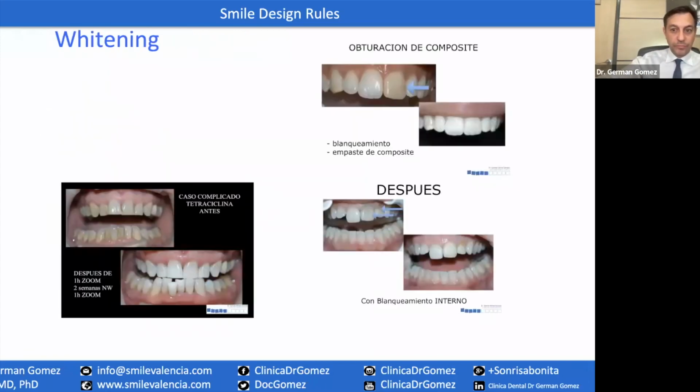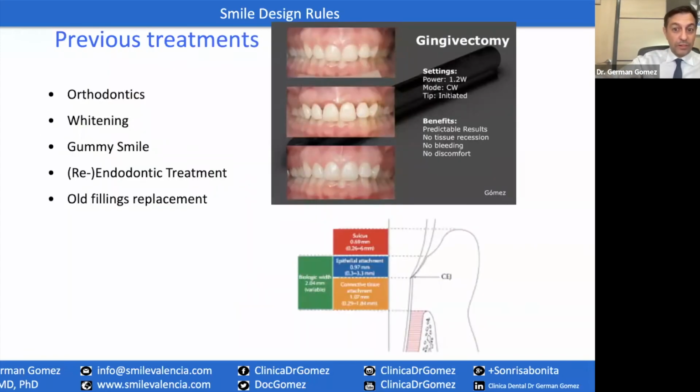Then Gummy Smile. Gummy Smile can be addressed in several ways. One of the ways is with a laser, but always you have to remember the biological width. Okay, the biological width is very important here. This is, for example, also a topic that we cover in Dubai in the aesthetic course.